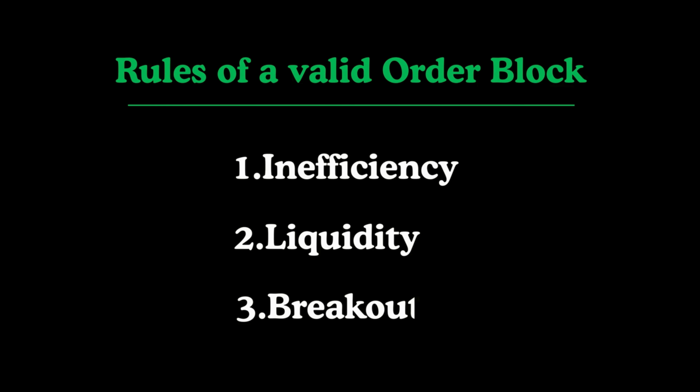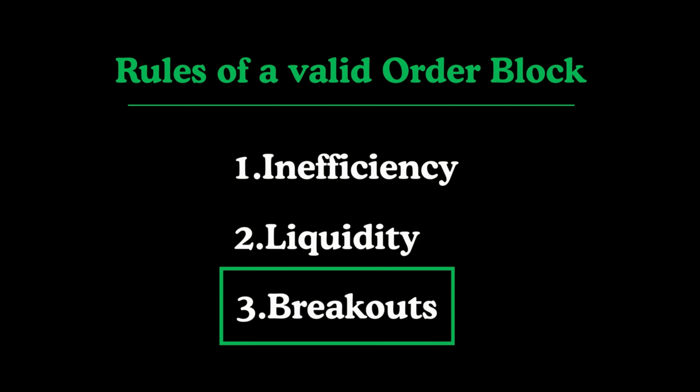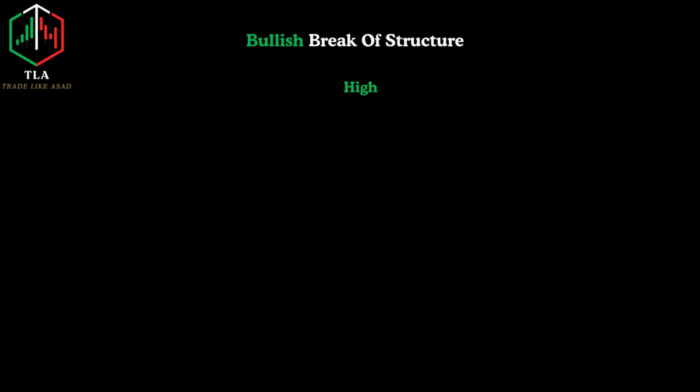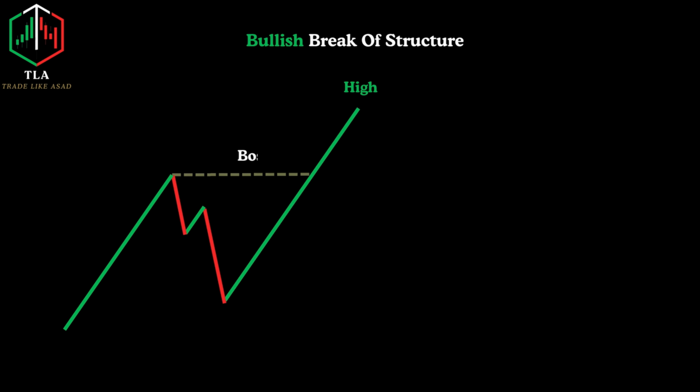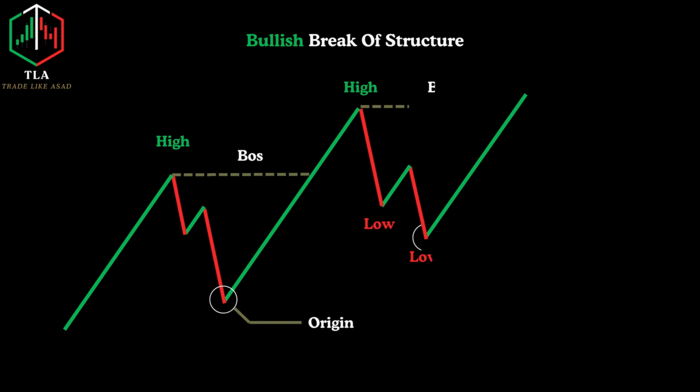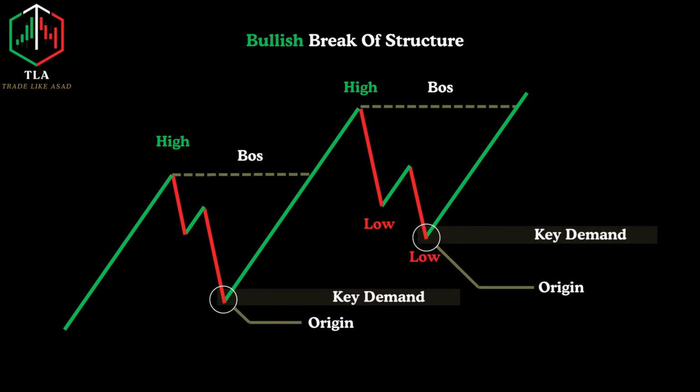Criteria for a valid order block. The first and second requirements are the presence of inefficiency and liquidity grab, which we covered earlier in the video. The third requirement for confirming a valid order block is a break in market structure. In a bullish setup, when a price swing breaks the most recent market structure and closes above the previous high, the starting point of that move gains major significance.